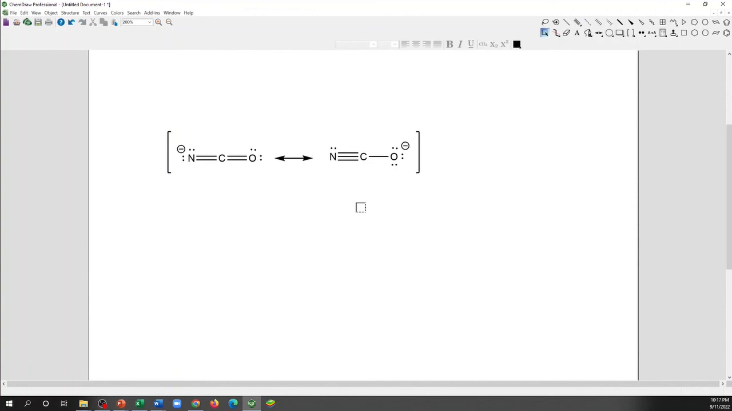Now, the question is, which of these is better? Because they're not the same. When the negative formal charge is on one atom versus another, the molecule is going to have a preference. And generally speaking, the negative formal charge will end up on the more electronegative species. So that means that this compound right here is my better resonance structure. This is better because negative formal charge on more electronegative atom.